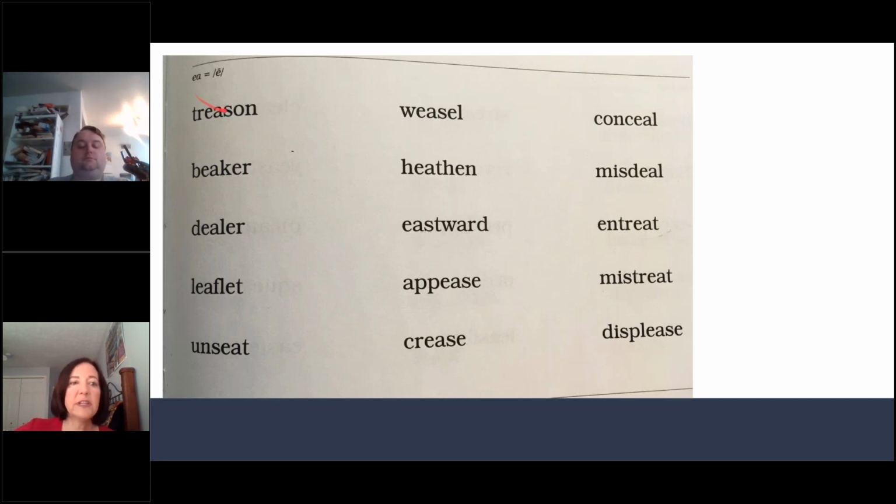First word is treason, beaker, dealer, leaflet, unseat, weasel, heathen, eastward, appease, crease, conceal, misdeal, entreat, mistreat, displease.